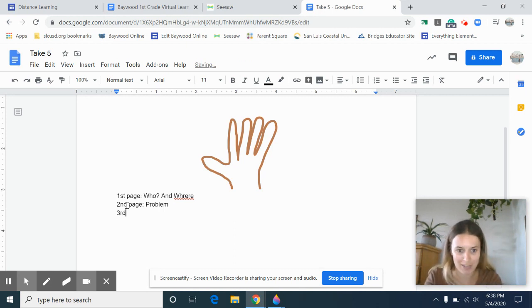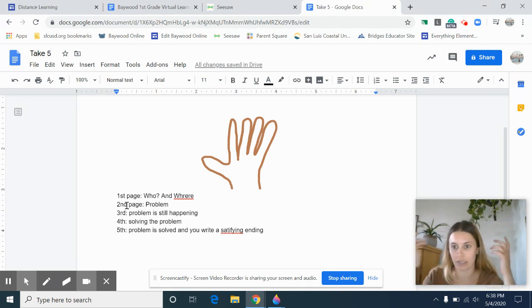And then on the third page, what I want you to do is keep talking about the problem, right? So the problem is still happening. On the fourth page, we're trying to figure out how to solve the problem, okay? We're solving the problem. And then the last page is where the problem is solved, and you write a satisfying ending, right? We talked about that last week.